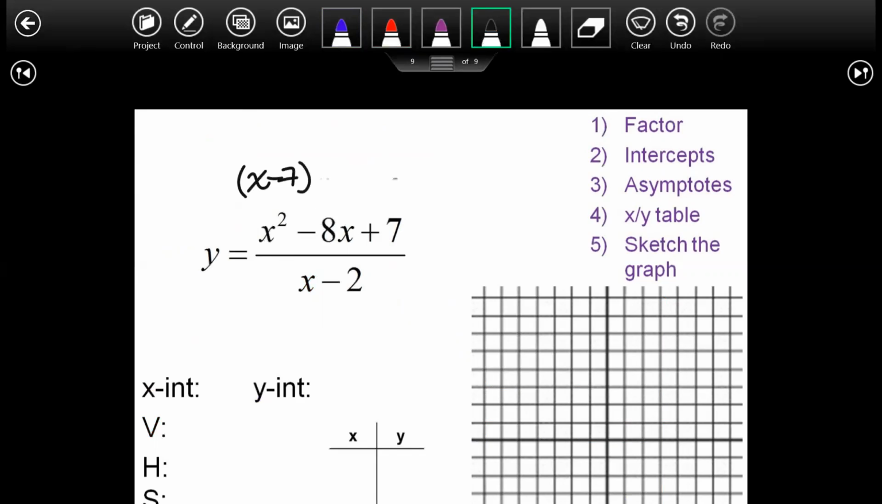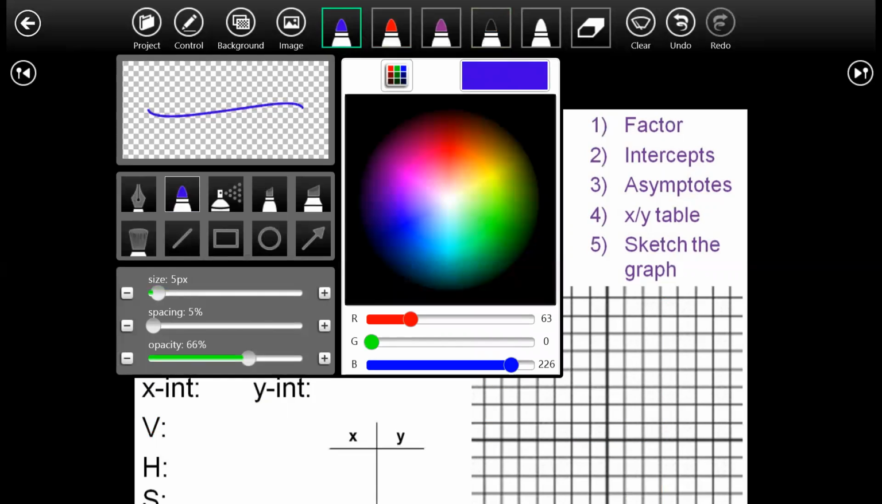Is that better? Yeah. No worries. Got to find the x and y intercept. In this case, setting y equal to 0. It's going to be our first case.